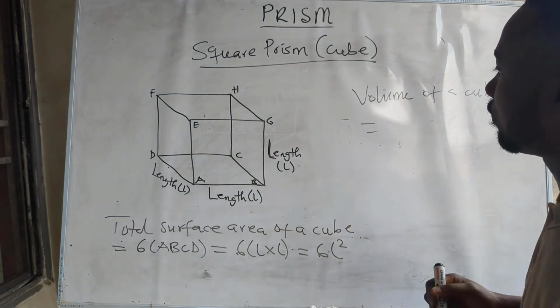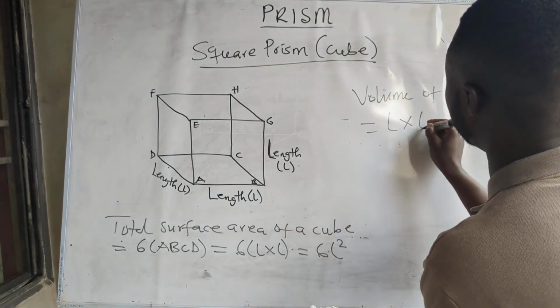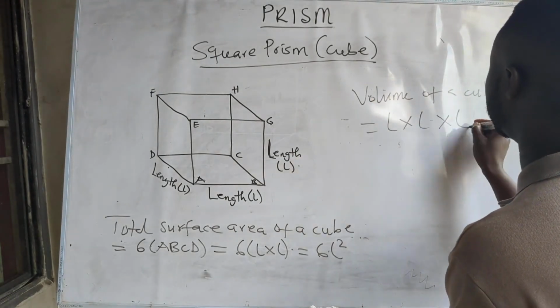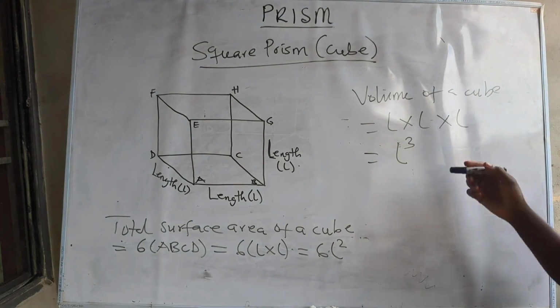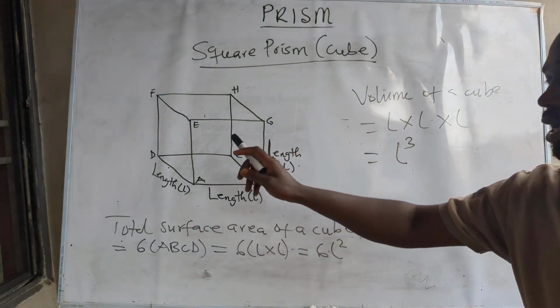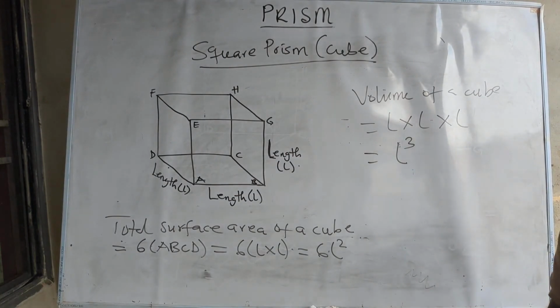Okay, so our volume will be what? The base is length times the length, and the height is also length. They have the same dimension. So we have L cube. So length times length times length. So that will be the volume of a cube.